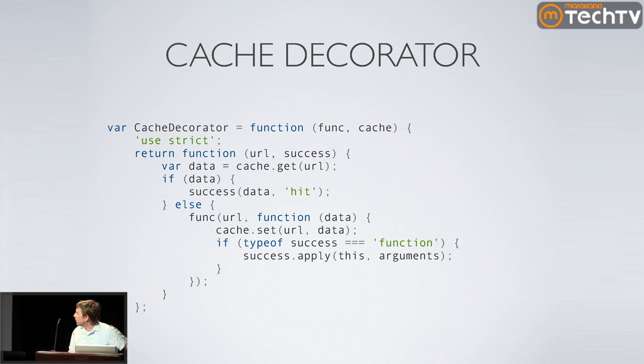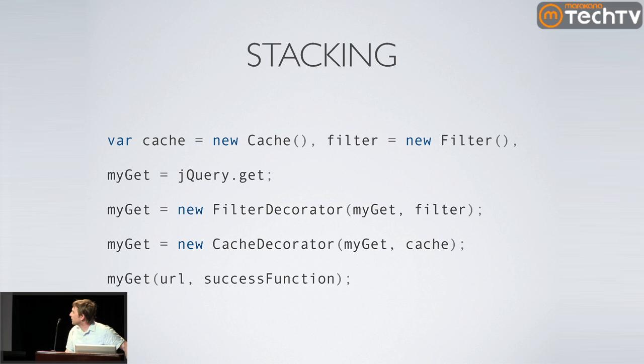One of the neat things that you can do with these decorators is stack them, so you can provide different levels of functionality all in one go. So here we're introducing a filter decorator, which could do a profanity filter, or any kind of manipulation to the data that we get back from the jQuery request. So we create our two utility objects: we create a cache, we create a filter, and we take our jQuery get, and then we apply the filter decorator to the jQuery object.